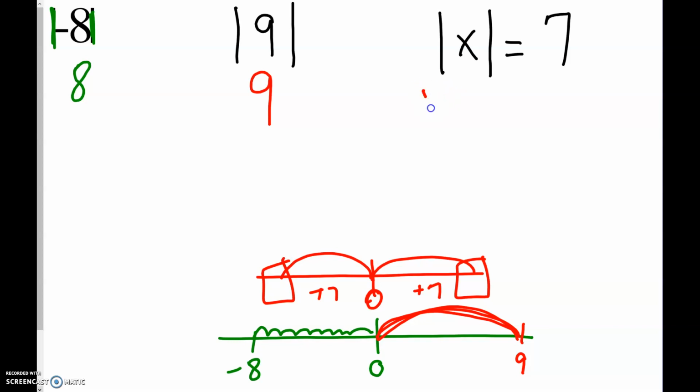So we always set up two cases, and one is x equals 7, and the other case is going to be where x equals a -7, so that there are two solutions. What number can we put in for x? Remember, distance is always a positive number.